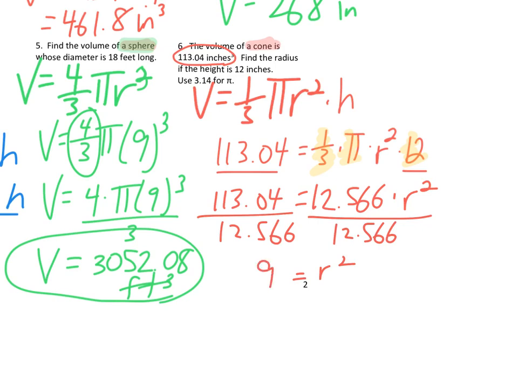9 is r squared. Is that my answer? I want the radius. I have r squared. How do I cancel out a square? Hopefully you're thinking square root. You square root both sides to cancel out a square. So then r will equal the square root of 9, which is 3. So the radius of that cone will be 3 inches long.